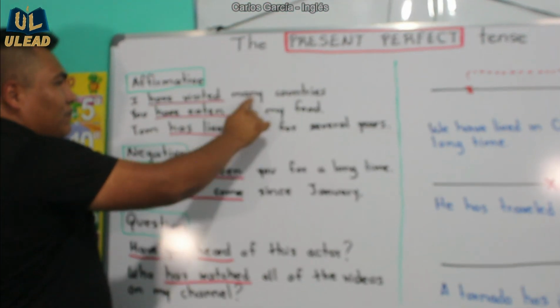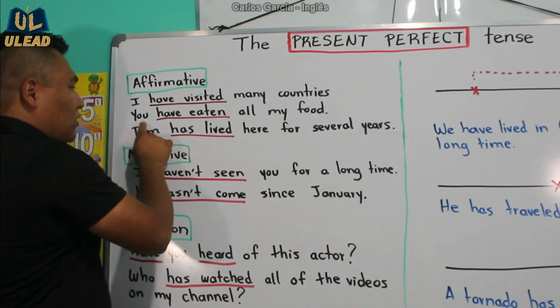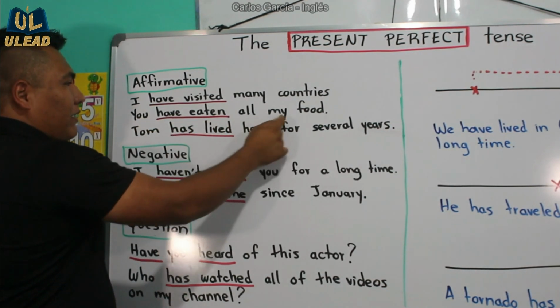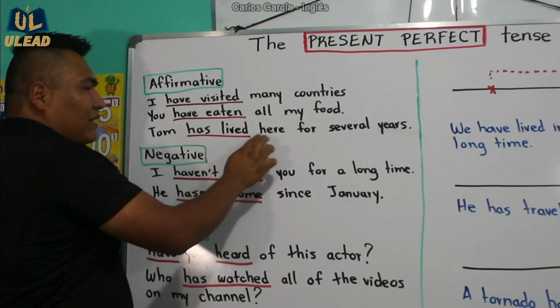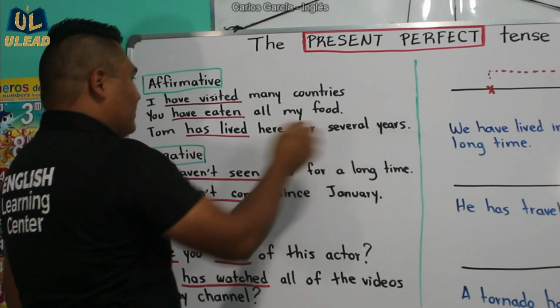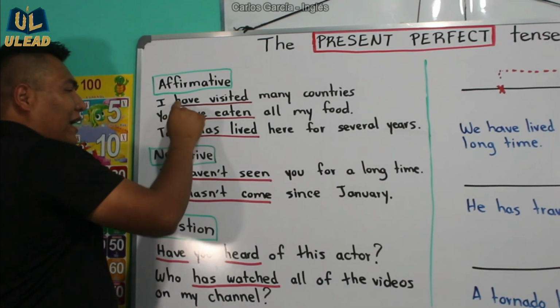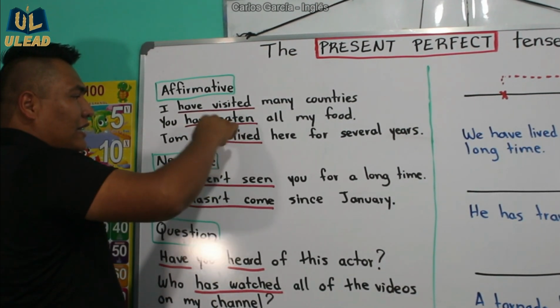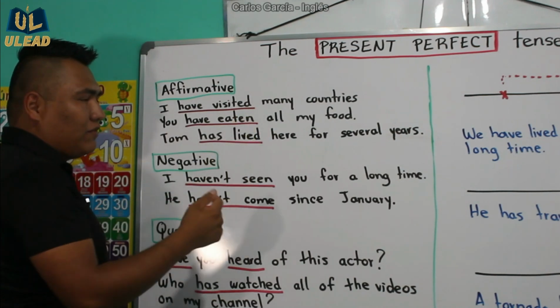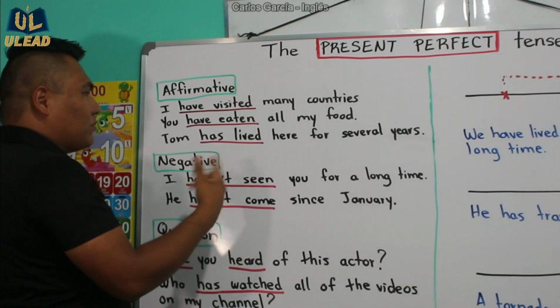I have visited many countries. You have eaten all my food, or all of my food. Tom has lived here for several years, okay? We're using have or has in third person as an auxiliary verb, and then we add the past participle form of the verb we want to express.